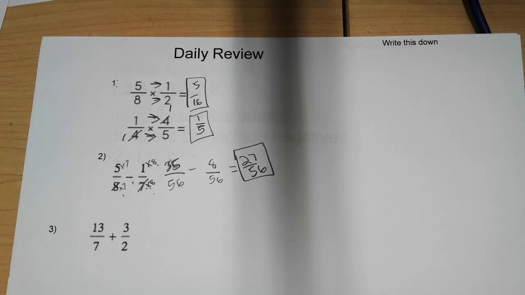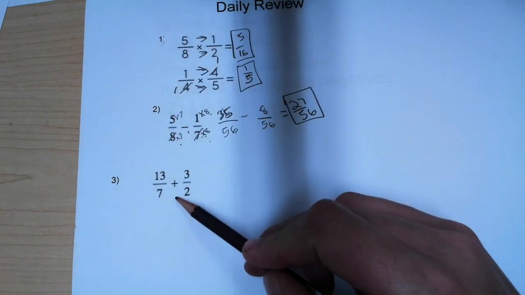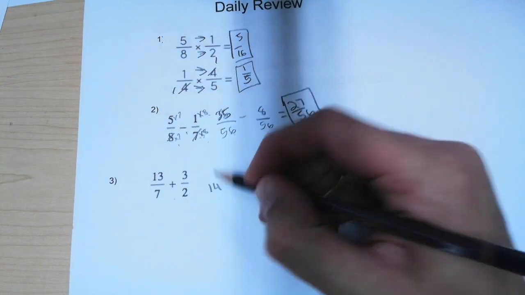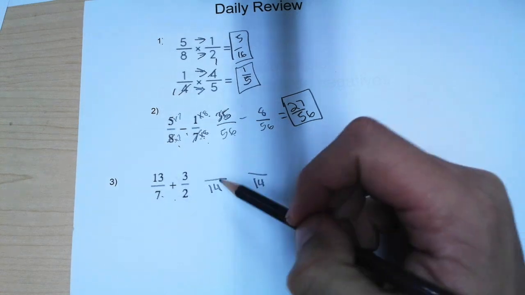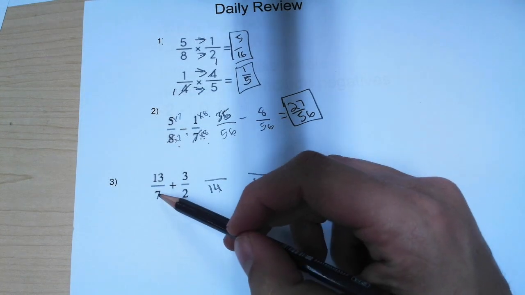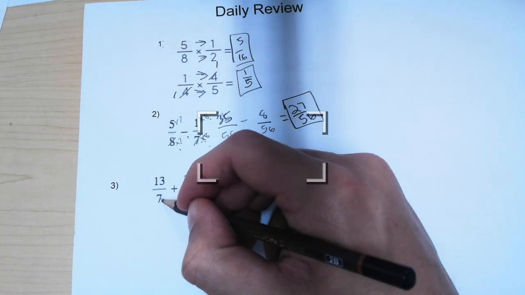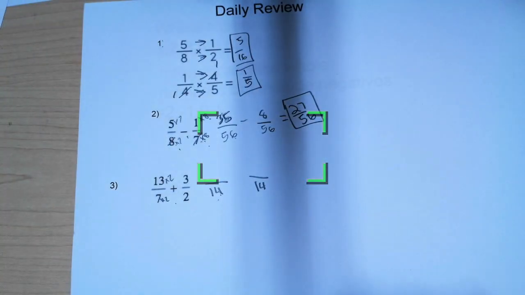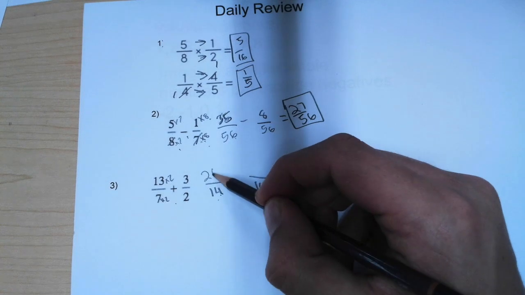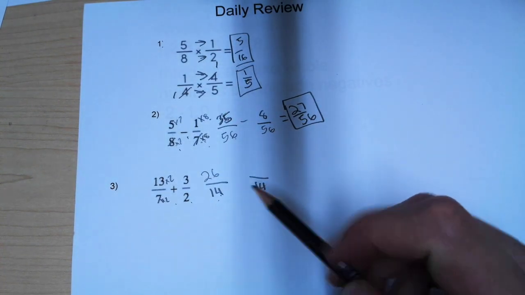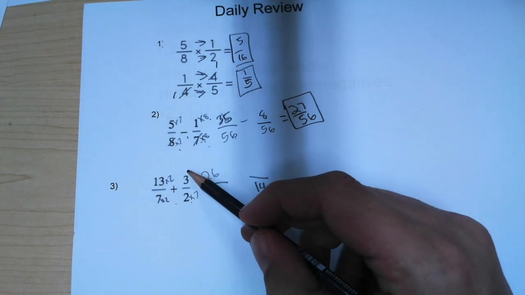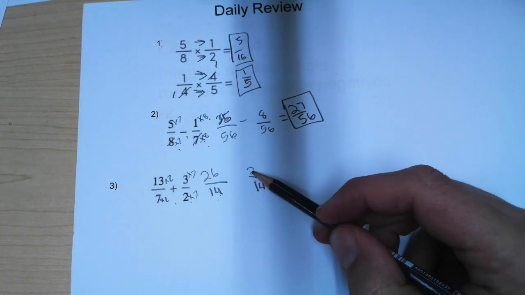Number 3. So notice how we're adding here. So we need to find common denominators. What number times 7 gives me 14? It's times 2. 3 times 2 is 6. What number times 2 gives me 14? It's 7.